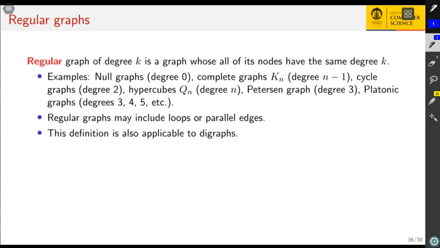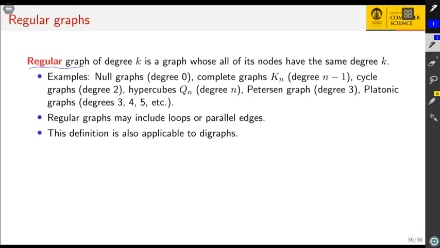Now you see in our previous example, some graphs have all of their nodes with the same degree. For example, all of the nodes in null graphs have degree 0. All of the nodes in complete graphs Kn have degree n-1. All of the nodes in cycle graphs have degree 2. All of the nodes in the hypercubes Qn have degree n, and so on. And these graphs are called regular graphs. So in graph theory, there are special results for regular graphs.